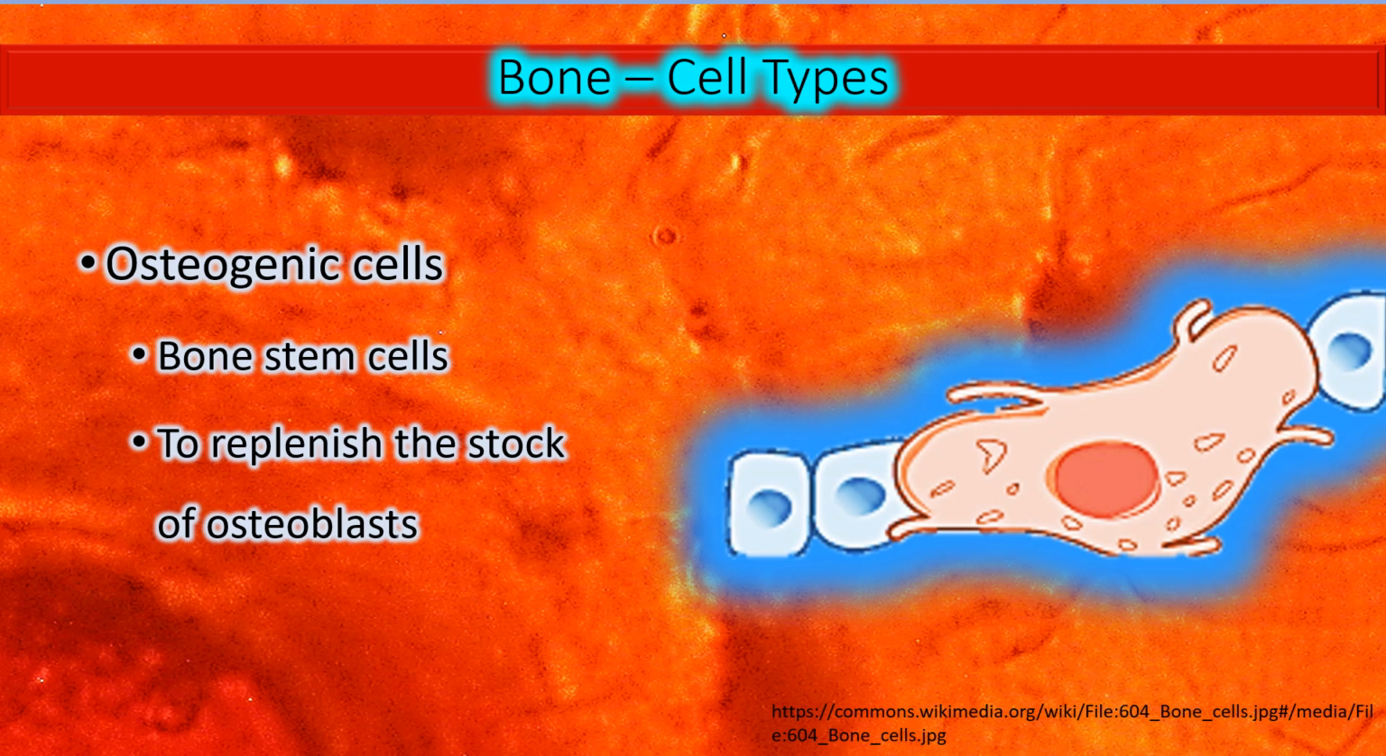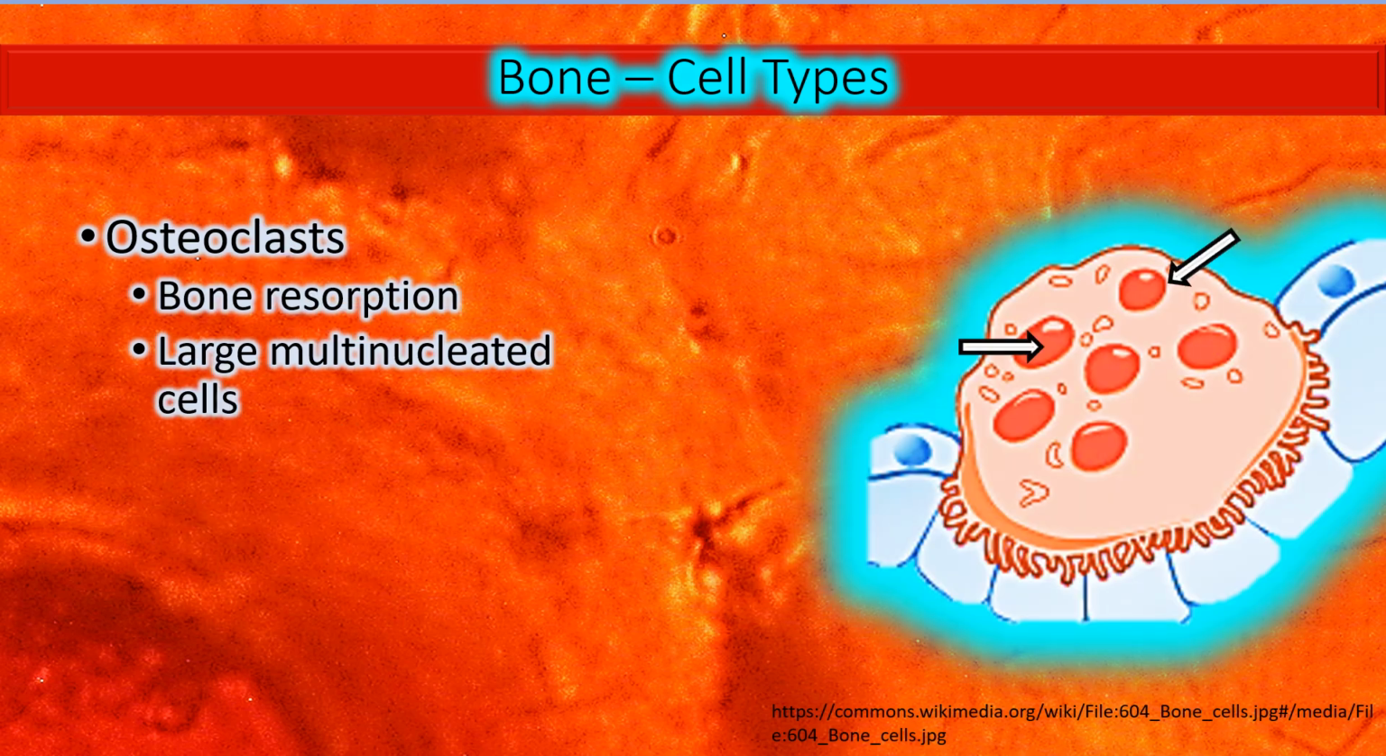The last variety is the osteoclasts. They are multinucleated. They are larger cells. Sometimes even up to 50 nuclei may be seen in a single cell. They are bone resorbing cells. They remove bone. That is the difference between osteoclasts and other cell types in the bone.